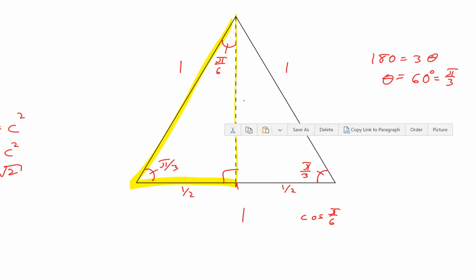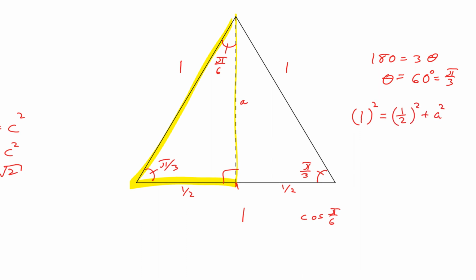We'll call this side A. So we have 1 squared equals 1/2 squared plus a squared. Right? So let's go ahead and work this through. 1 squared is 1. That's 1/4. And that's still a squared.